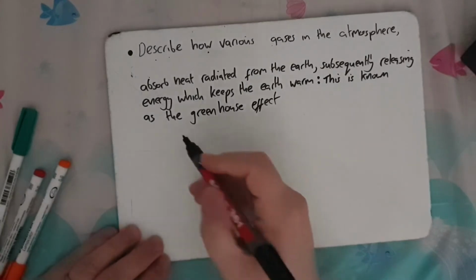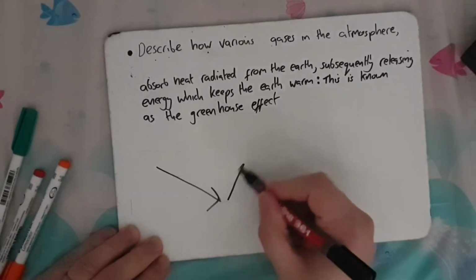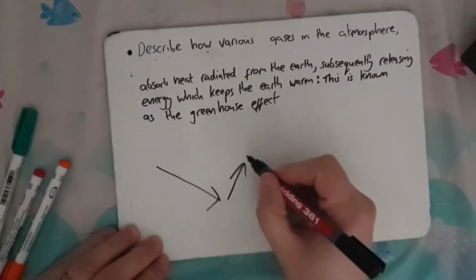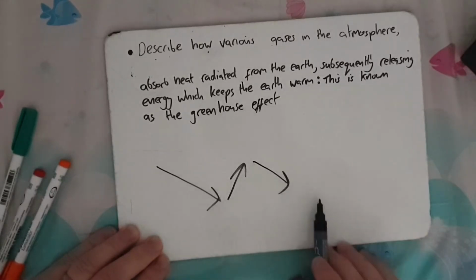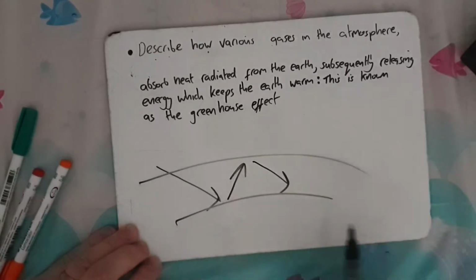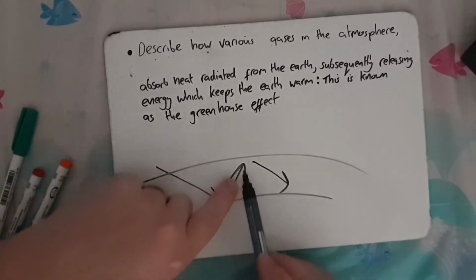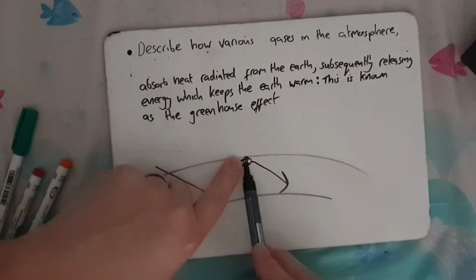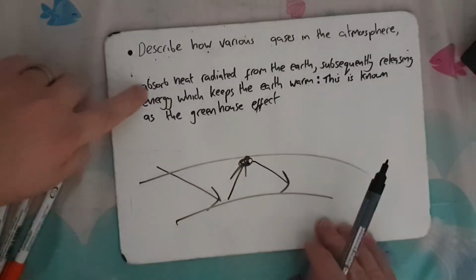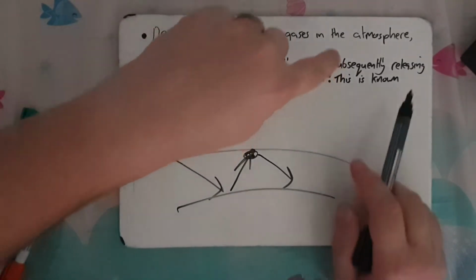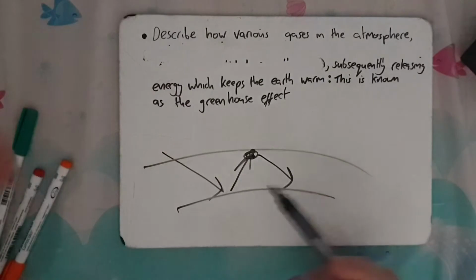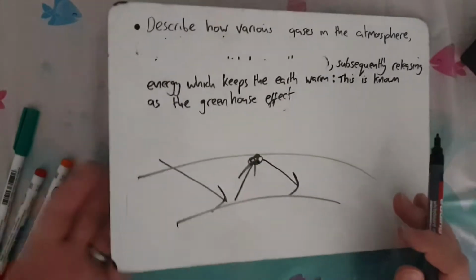So energy from the sun comes in, Earth radiates it out, greenhouse gases catch it and radiate some of it back to Earth, right? So they're absorbing the energy radiated from the Earth, the greenhouse gases, which is that part, and then they release it, which keeps the Earth warm. So it's known as the greenhouse effect. So that bit, done.